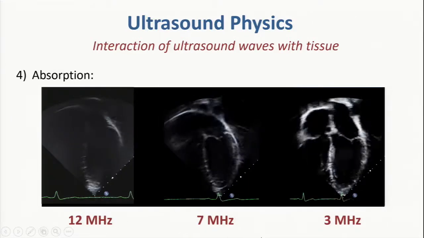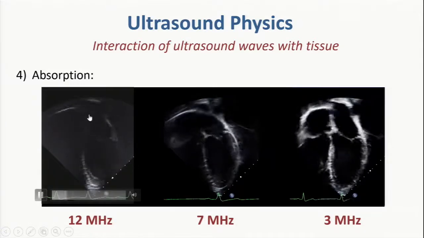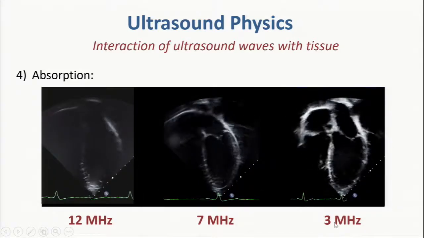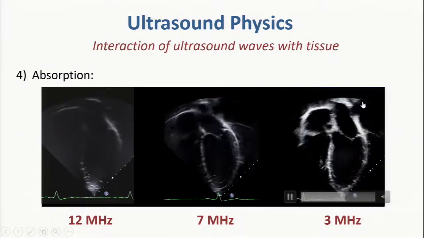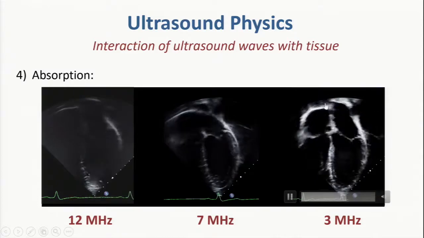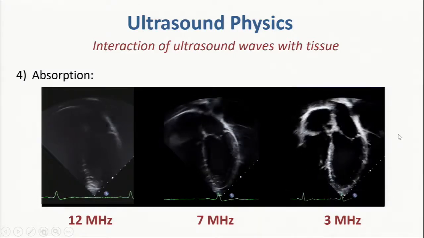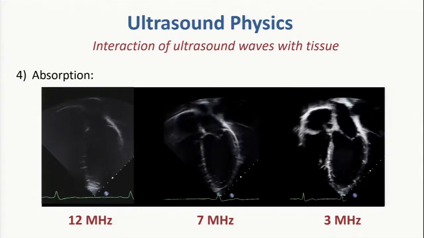We have different frequency transducers. So we have a high frequency, a mid-range frequency, and a low frequency transducer. And what happens is at high frequencies, the sound waves attenuate more and you get less tissue penetration, whereas when you use the 3 megahertz, the low frequency transducer, there's less attenuation, and so you get better penetration of the tissues, and you can see in the far field better. So less absorption with the 3 megahertz or the low frequency transducer gives you that better penetration.